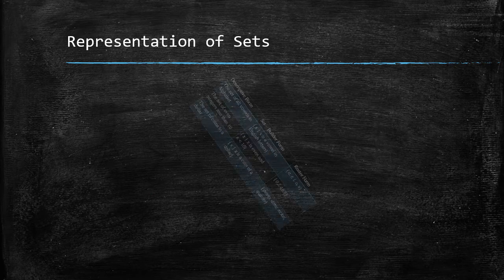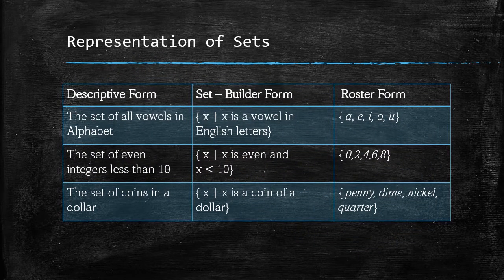Now, representation of sets, we have 3 forms. We have the descriptive form where we can describe what do we have in the set. The set builder notation, it means when we use X and that dash means such that. So for example, the first example, the set of vowels in an alphabet, that's the descriptive form. And set builder notation is X such that X is a vowel in English letters, and the roster form is when we list the elements. So the vowels are A, E, I, O, U.